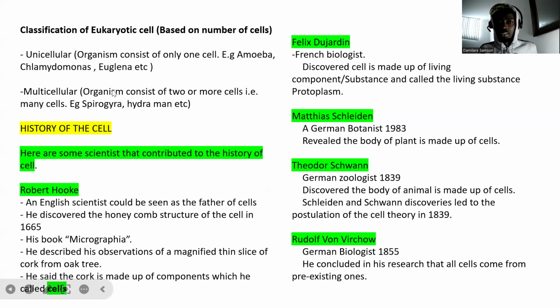Now, multicellular organisms consist of two or more cells, and we have a lot of examples here: Hydra, man, Spirogyra, and so on and so forth. Now, the history of the cell.